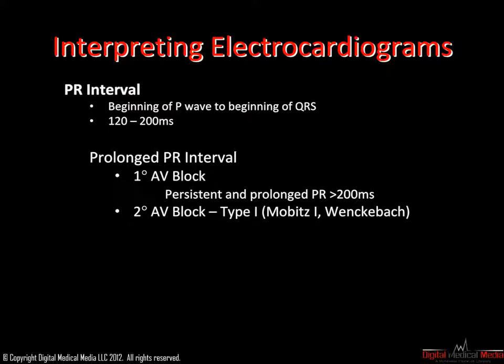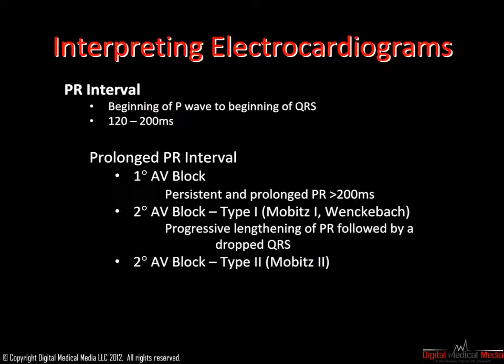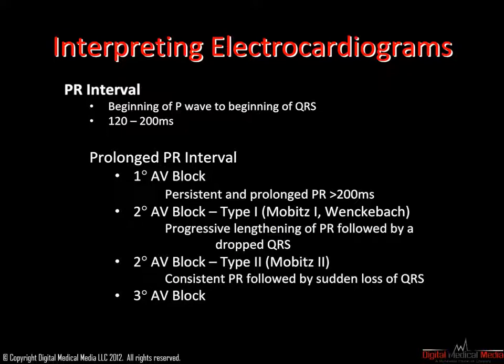Second-degree type 1 block manifests as a progressive lengthening of the PR interval followed by a dropped QRS, and the pattern repeats. Second-degree type 2 manifests without alteration in the conducted PR intervals but has sudden loss of conduction in one of the P waves. Third-degree heart block is manifested by no correlation between the atrial and ventricular rates. The atrial rate must be faster than the ventricular rate, but there is no relationship between these values.